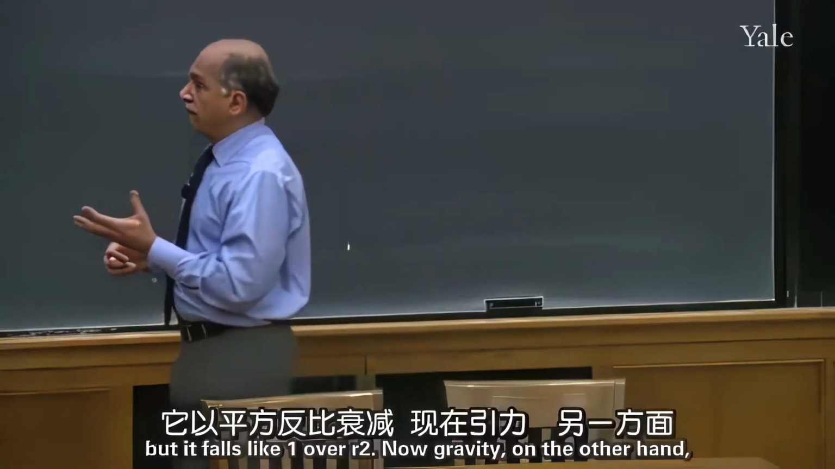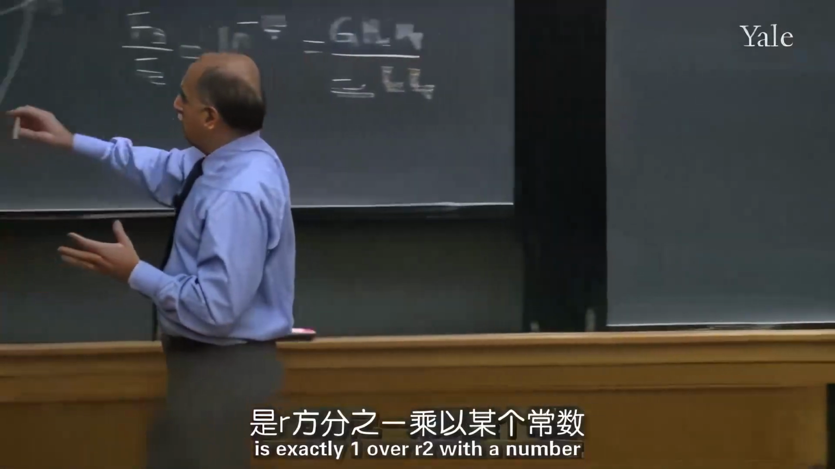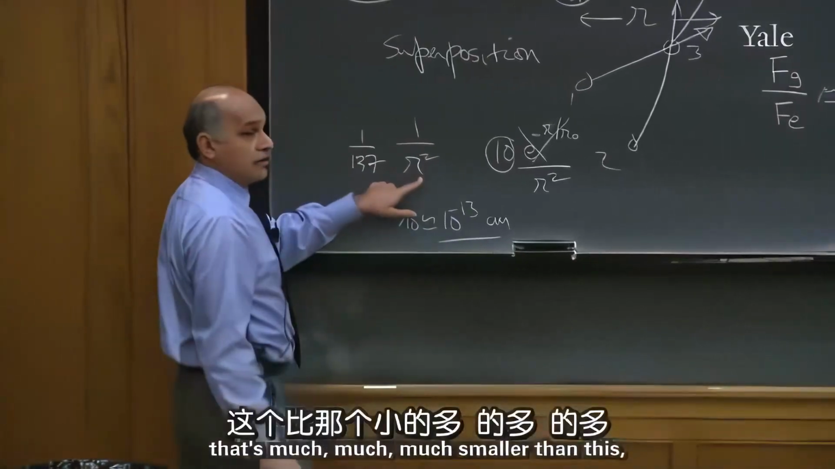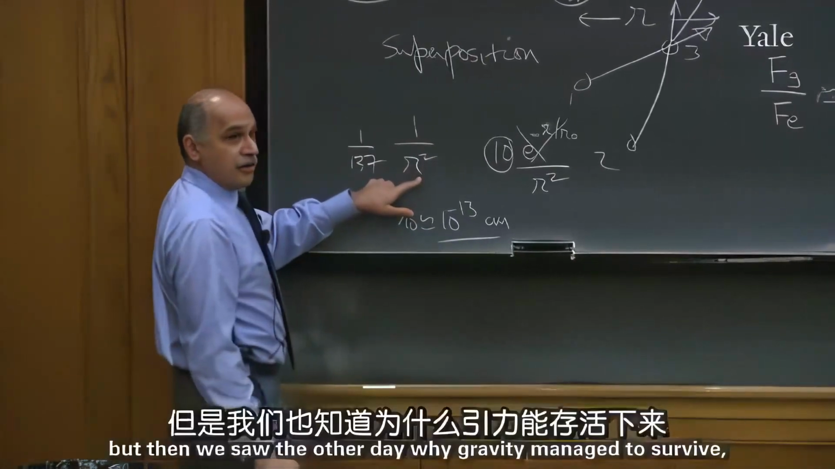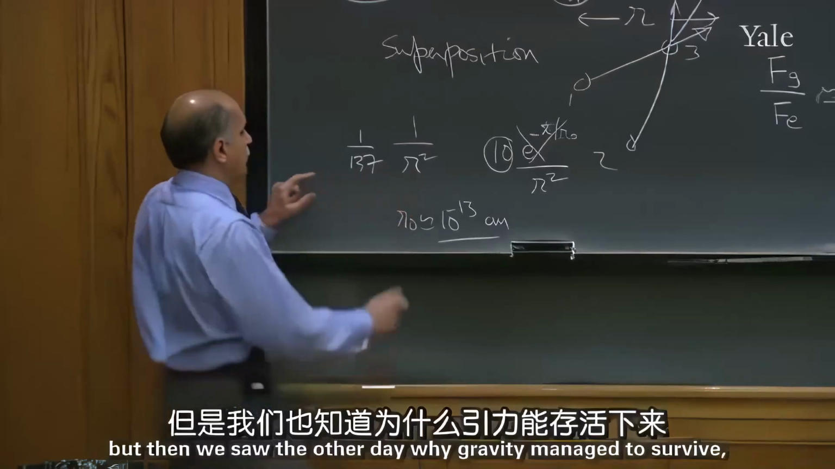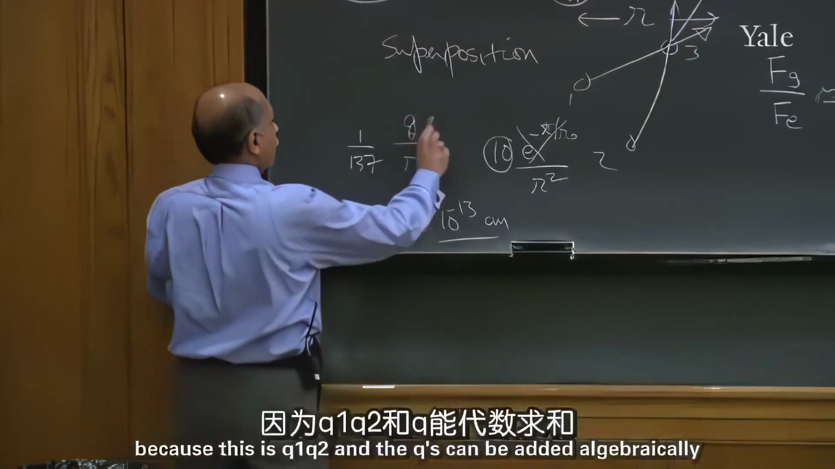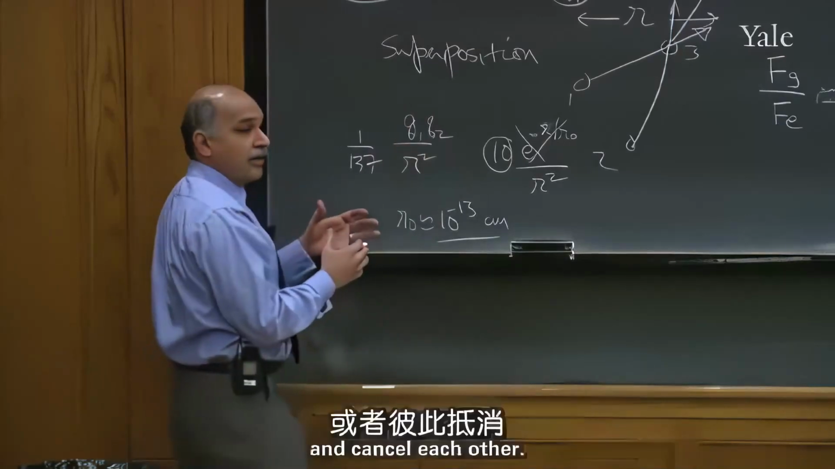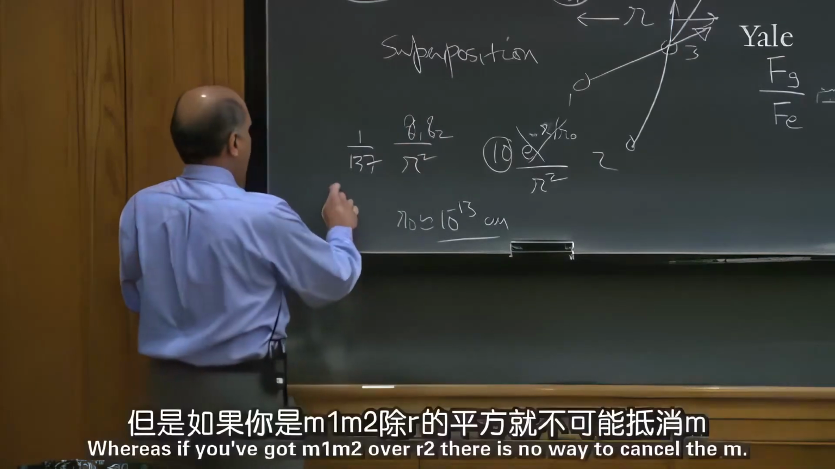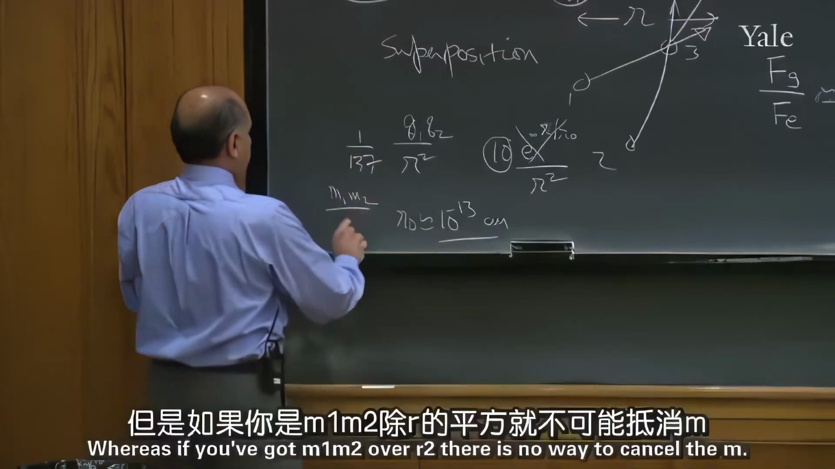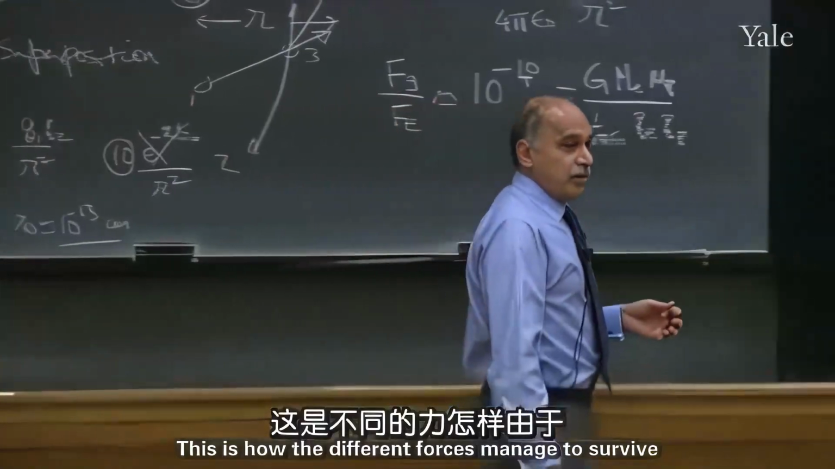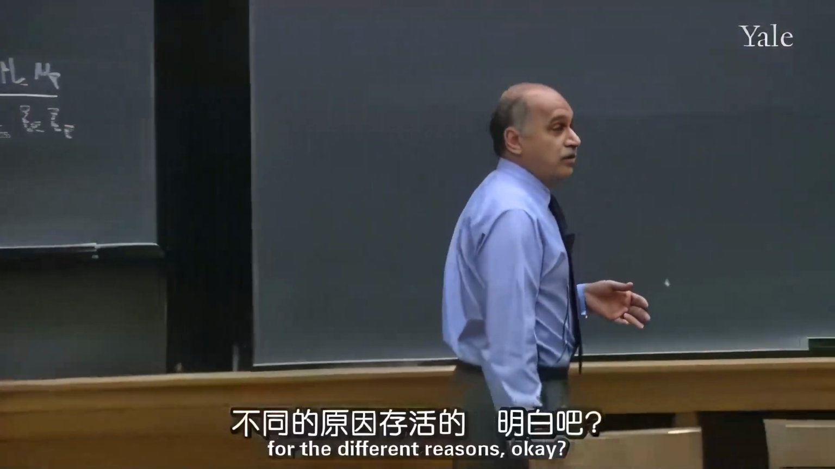Now, gravity, on the other hand, is exactly 1 over r squared with a number that's much, much, much smaller than this. But then we saw the other day why gravity manages to survive, because this is q1, q2, and the q's can be added algebraically and cancel each other, whereas if you've got m1, m2 over r squared, there is no way to cancel the m. This is how the different forces manage to survive for different reasons.